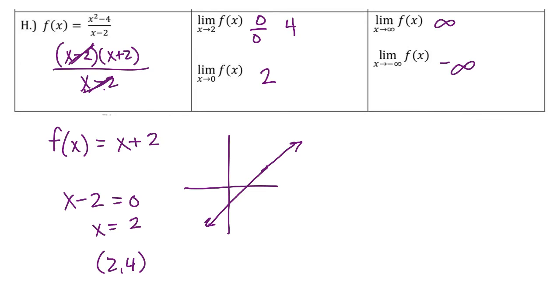So let's go back and remove it. 2, 4 maybe. We're going to have an open circle. And so it helps us see, too, that in behavior, as x is approaching negative infinity, the y values are approaching negative infinity as well.